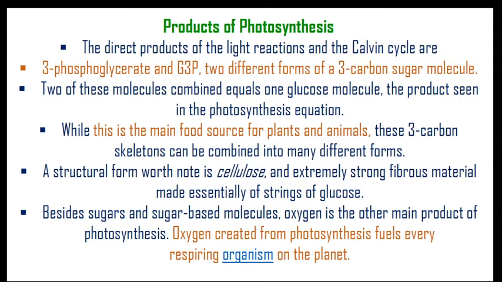The main product, which is a glucose molecule, is seen in the photosynthesis equation. While this is the main food source for plants as well as animals, these 3 carbon containing skeletons can be combined into many different forms. A structural form worth noting is cellulose, an extremely strong fibrous material made essentially of strings of glucose.